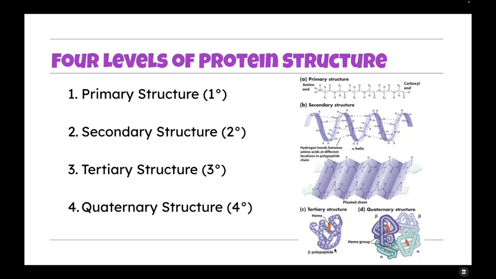And so to sum it up, we have our 4 levels of protein structure: our primary structure, and our secondary structure, which could be either an alpha or a beta. Alpha is like a ribbon, and beta is pleated. We have our tertiary structure right here and our quaternary structure right here.